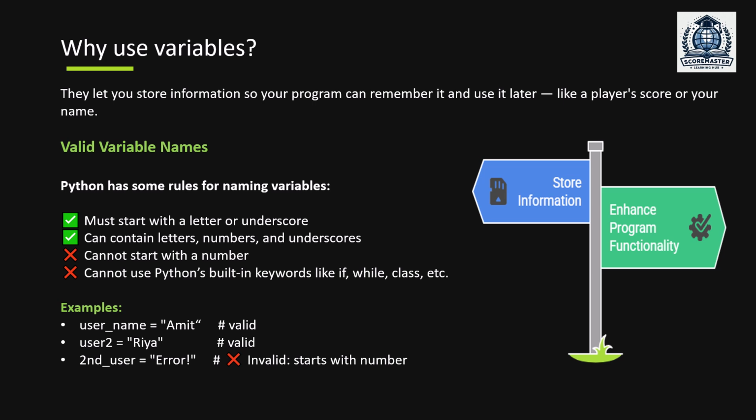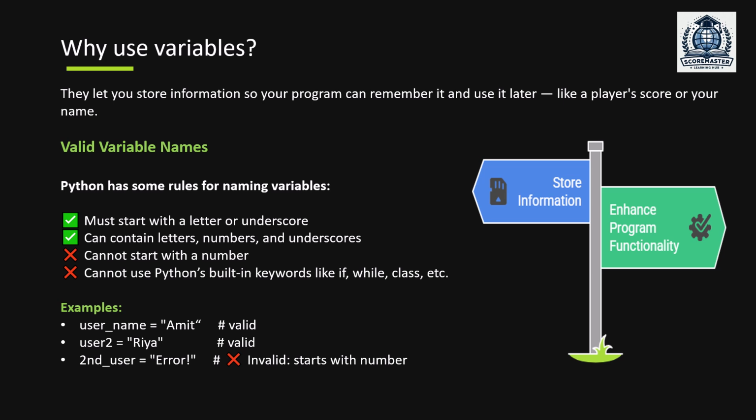Valid variable names. Python has some rules for naming variables. Check: must start with a letter or underscore. Check: can contain letters, numbers, and underscores. Cross: cannot start with a number. Cross: cannot use Python's built-in keywords like if, while, class, etc.